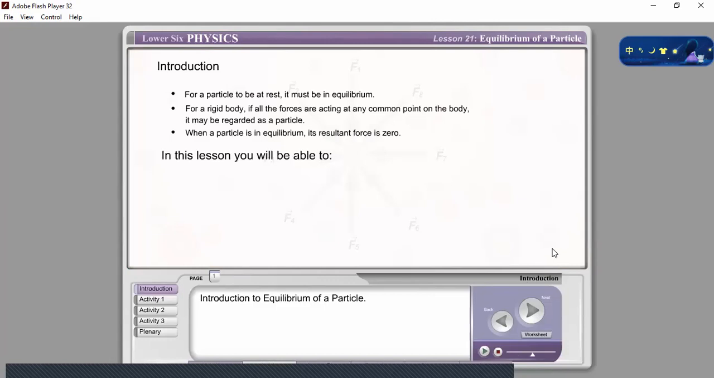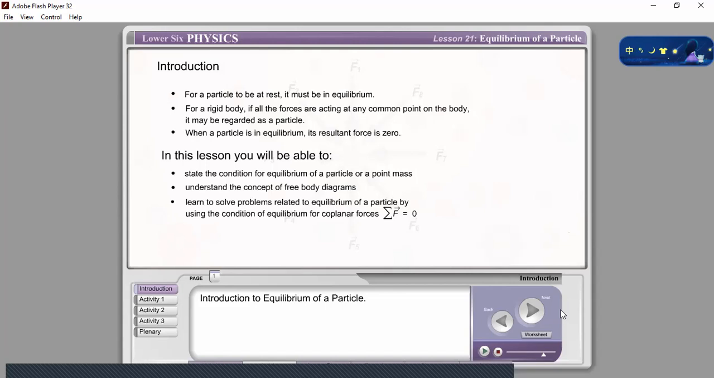In this lesson, you will be able to state the condition for equilibrium of a particle or a point mass, understand the concept of free body diagrams, and learn to solve problems related to equilibrium of a particle by using the condition of equilibrium for coplanar forces, summation of F equals 0.